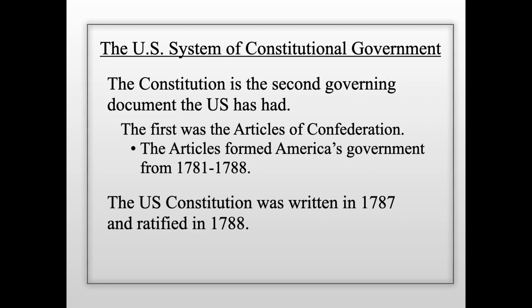And the federation gave more power to the national government than to the state governments. Okay, so instead of having a system of government where states were in control and a national government was weak, the U.S. Constitution created just the opposite. The national government was very strong, and the state governments were still strong. They still had power, but not nearly as much power as the national government.